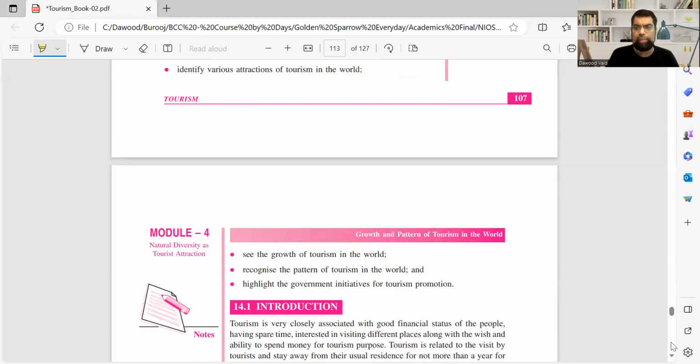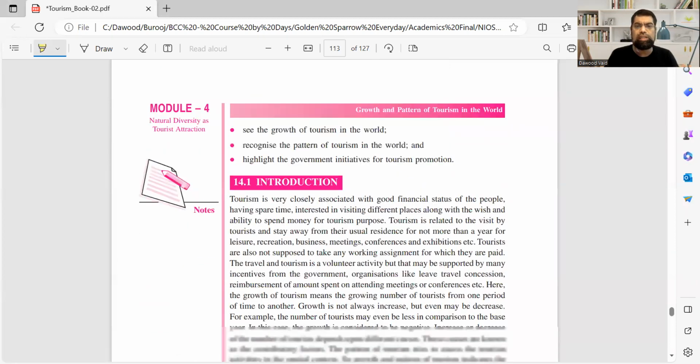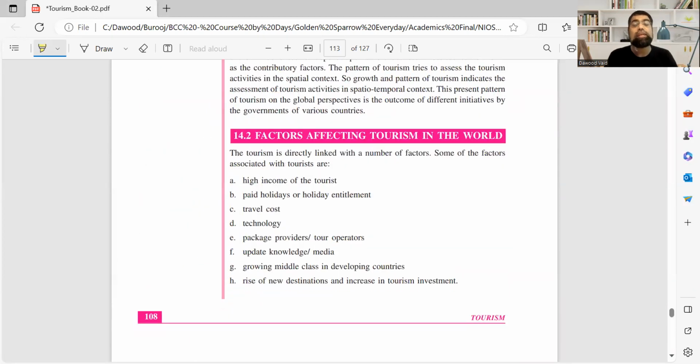Some technical things might be there. But the most important thing in this chapter is this: the factors affecting tourism in the world. Why would tourists travel? What reason would tourists travel? And it's very interesting. Number one, think of the keyword money, high income of the tourist. It's called the amount of dollar money that you have got.